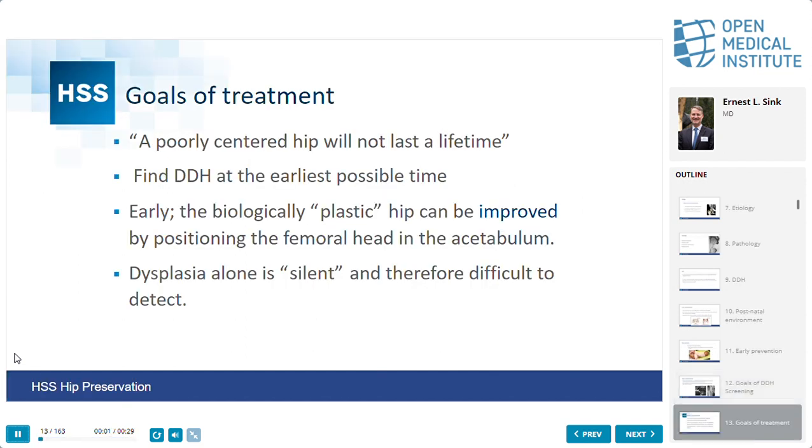So the goals of treatment: we do know a poorly centered hip will not last a lifetime. Just like the tires on your car need to be balanced so the treads last longer. You want to find DDH at the earliest possible time. Early, the biologic plastic hip can be improved, okay, by positioning the femoral head in the acetabulum, allowing the two to grow normally together. Dysplasia alone, though, can be silent and therefore difficult to detect.